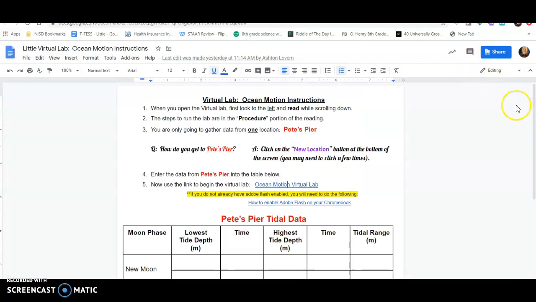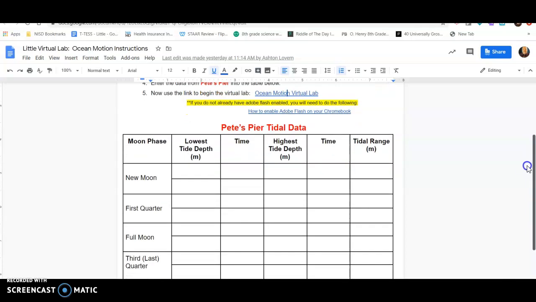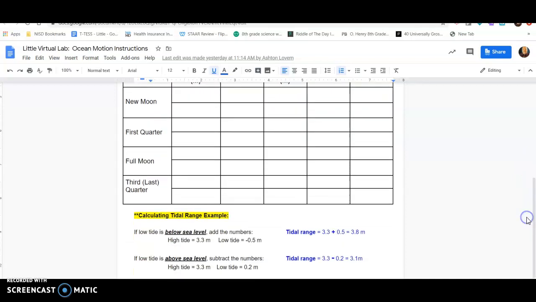Really just follow the instructions on the lab and make sure that you are making a copy of this and filling this out as you go. Okay, it also provides a little bit more examples in terms of instructions for calculating the tidal range.